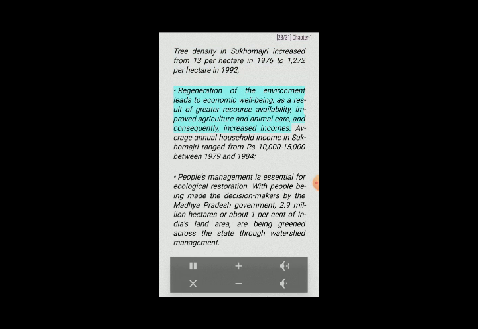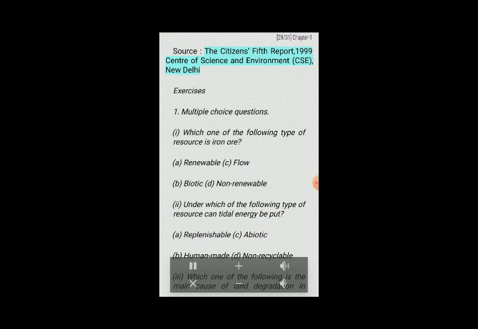Regeneration of the environment leads to economic well-being, as a result of greater resource availability, improved agriculture and animal care, and consequently, increased incomes. Average annual household income in Sukhomajri ranged from 10,000 to 15,000 rupees between 1979 and 1984. People's management is essential for ecological restoration, with people being made the decision makers by the Madhya Pradesh government. 9 million hectares, or about 1% of India's land area, are being greened across the state through watershed management. Source: The Citizen's Fifth Report, 1999, Centre for Science and Environment, CSE, New Delhi.